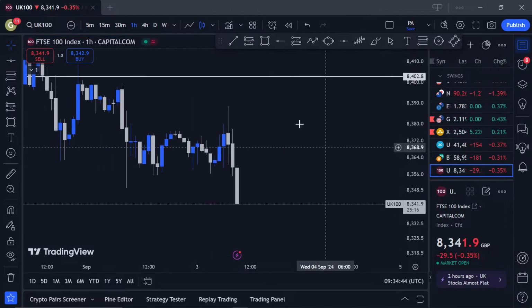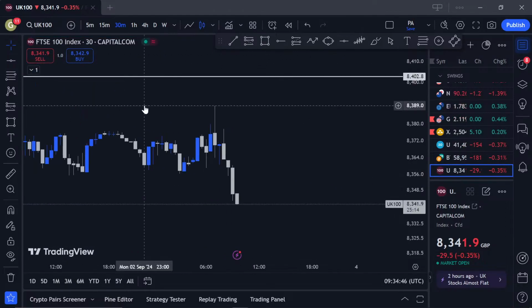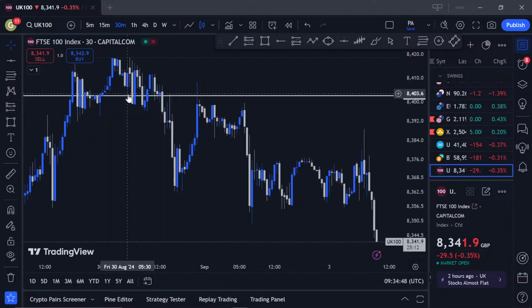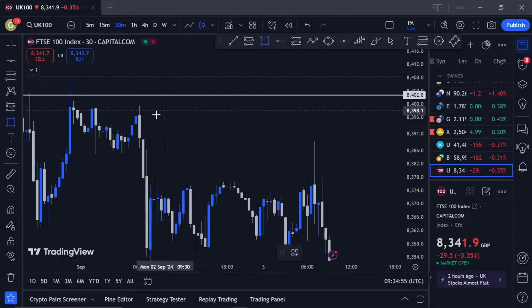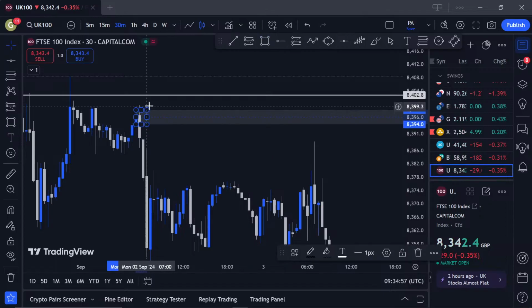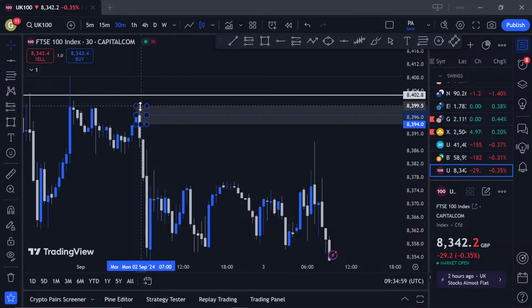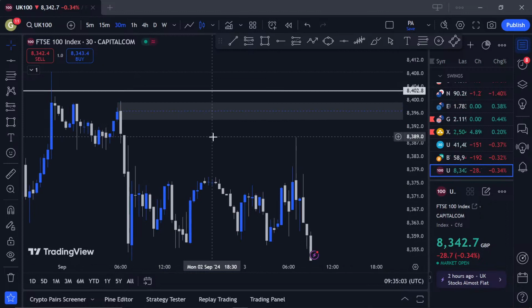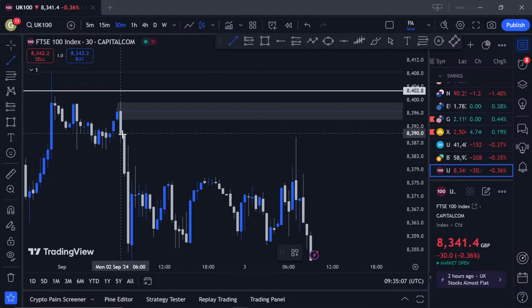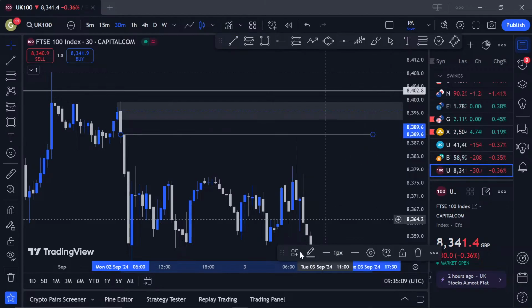So looking at it right now, let me just go down to the lower time frame, 30 minutes. Looking at the 30 minute right now, we've got a supply here to sell from. When the market comes and sweeps off this area here, then we'll take the sell from there.